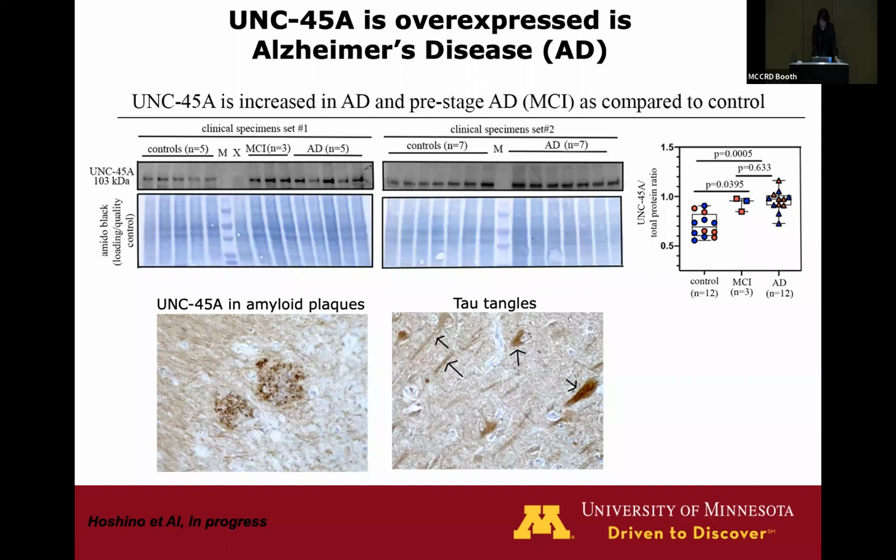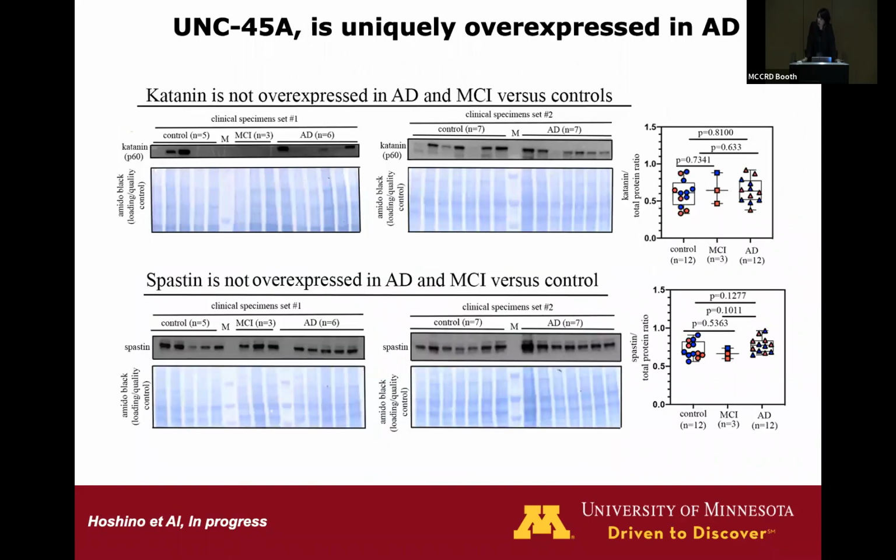So that was positive. Even more positive was the fact that when we looked at other microtubule severing proteins in the same tissues, we didn't see overexpression. When we talk about microtubule severing proteins, we are talking about four proteins now: katanin, spastin, fidgetin, and ANC45, right? When we looked at, for example, the expression level of katanin and spastin, we did not see them to be overexpressed in Alzheimer's disease. So it really seems that ANC45 is a microtubule severing protein that is uniquely expressed in Alzheimer's.